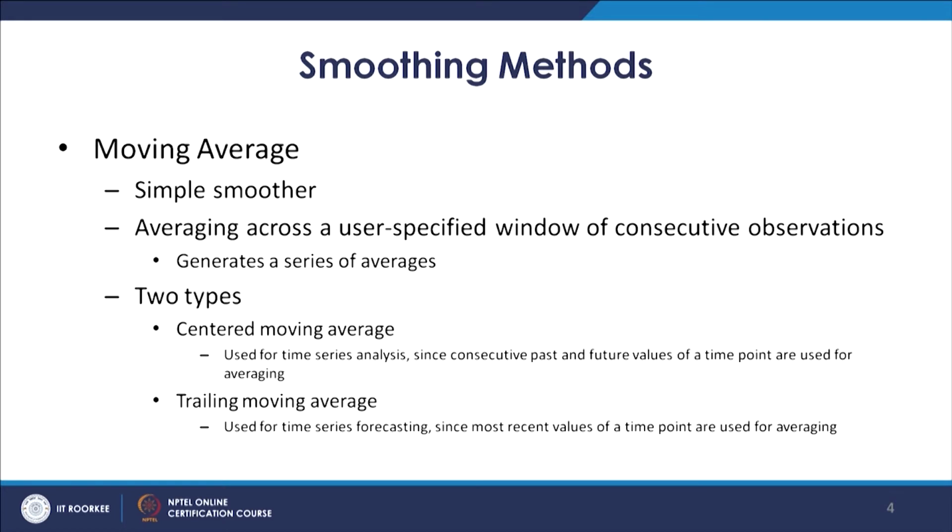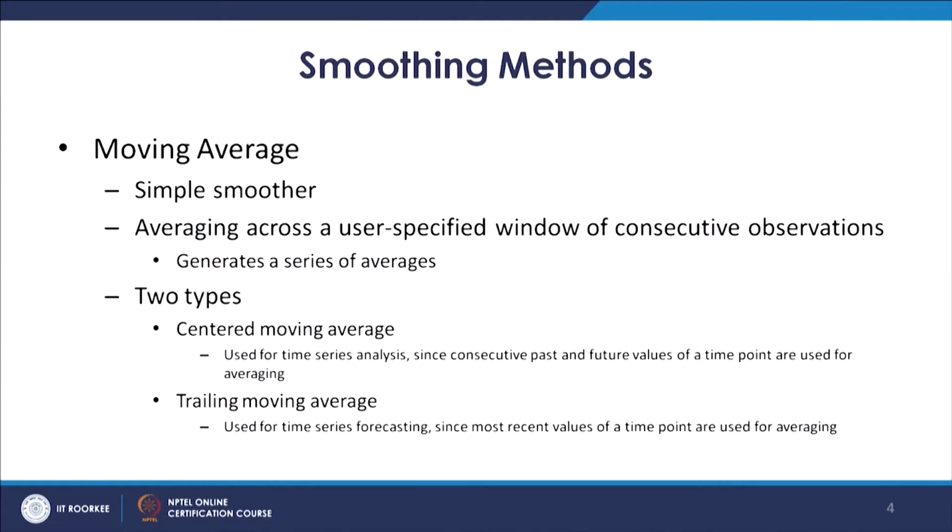So we get a time series which is based on these average values. Again, there are two types of moving average methods that are popular. The first one is centered moving average. This particular method is typically used for time series analysis and not for forecasting.